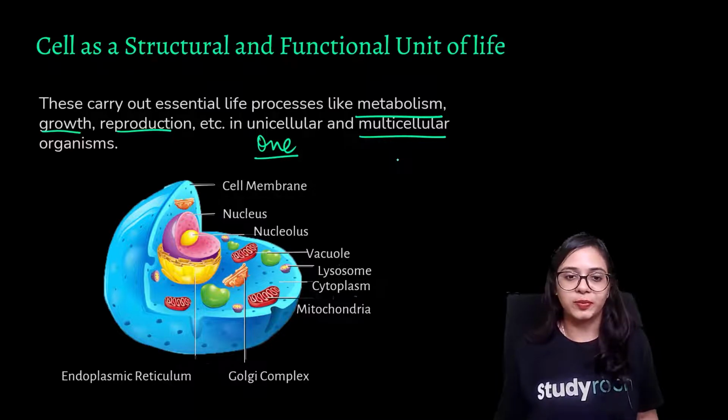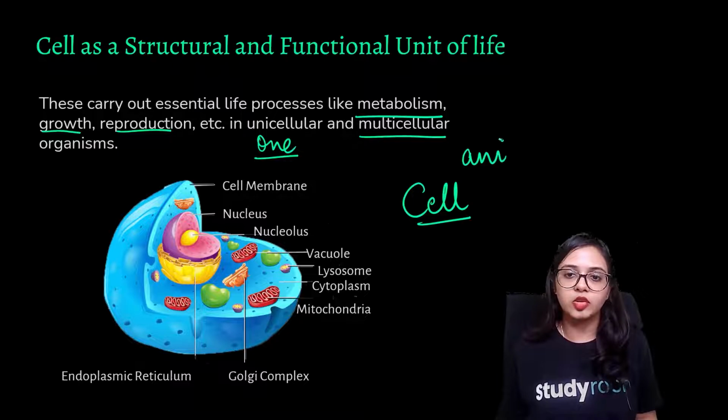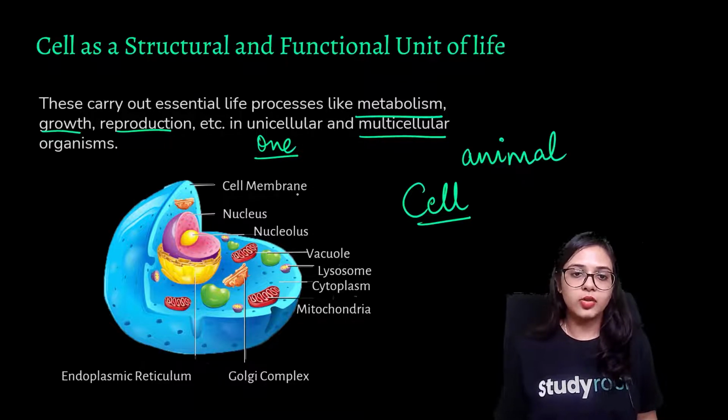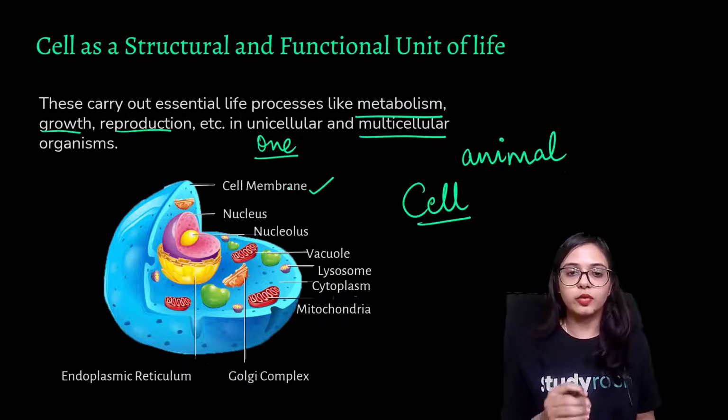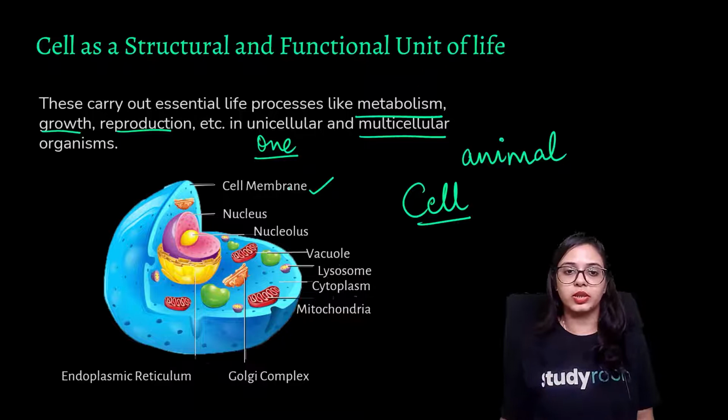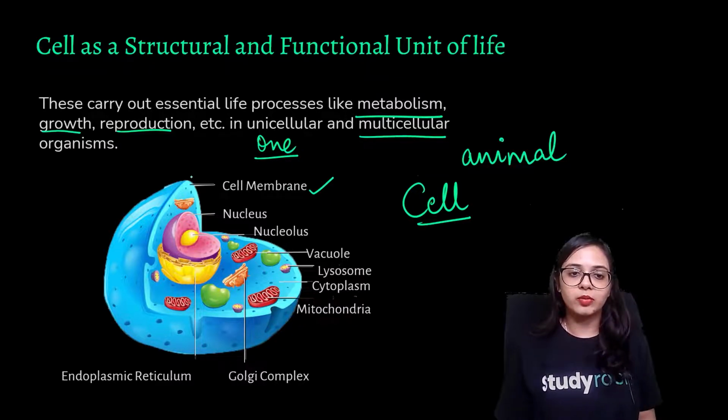In this diagram over here, we can see a diagram of a cell, and this is a diagram of an animal cell, to be specific. So we have the cell membrane. We'll be learning all the components of a cell, so don't worry, let me just point them out to you here, and we'll be learning about them in detail later.